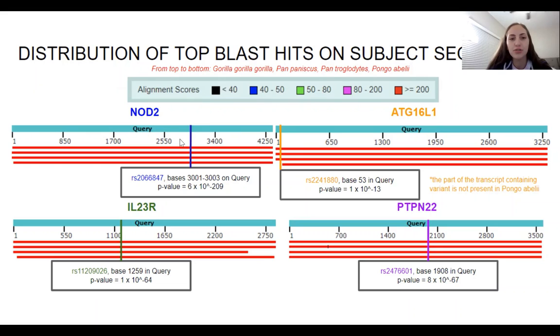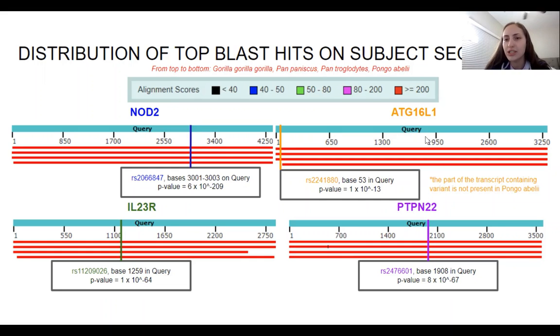So for NOD2, we see that all of these have alignment scores of around 200, which is really great. So really, really close alignment. And for NOD2, around bases 3001 to 3003, where this variant would take place, the alignment scores are really good.